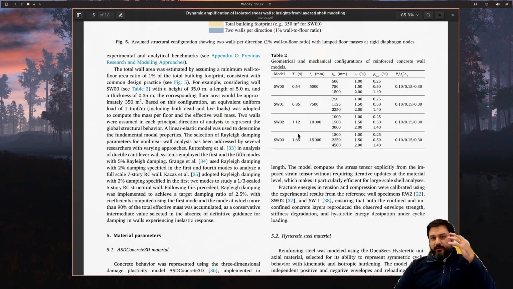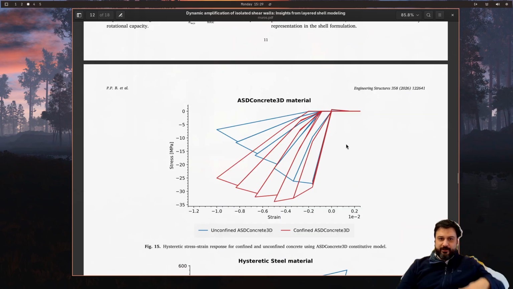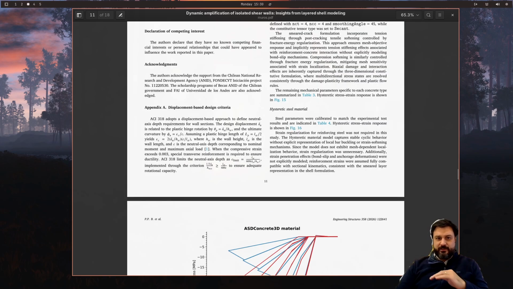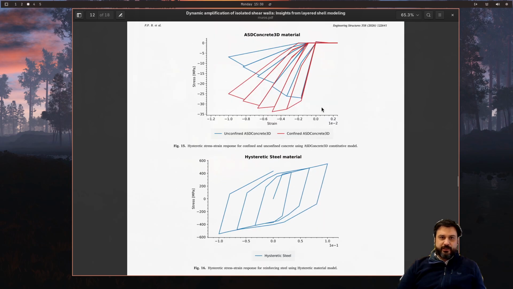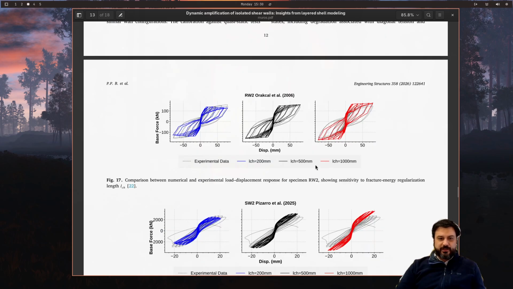And this occurred after we validated our modeling methodology. So way down here at the end of the paper, the paper is going to be linked in the description of the video if you want to take a look at it. But we're using the advanced ASD concrete 3D material by the good people at Astea, available in OpenSees, to model the concrete, and then hysteretic steel for the steel, of course.